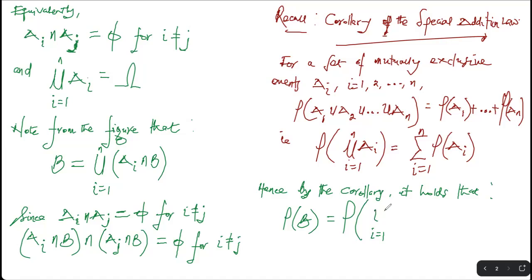So I moving from 1 all the way to N of AI intersection B. Then I close the probability. By this corollary, what happens? It means that this becomes the sum.